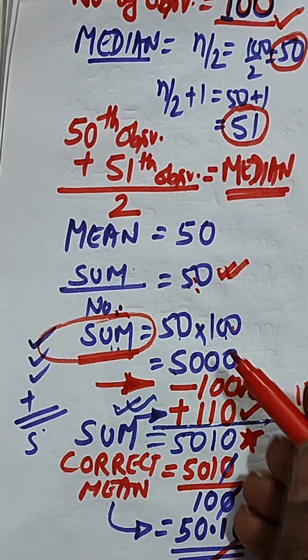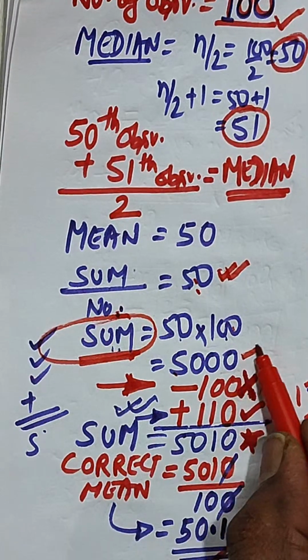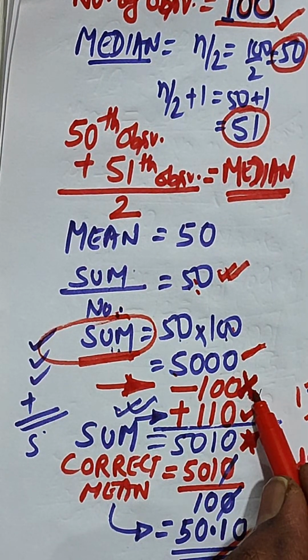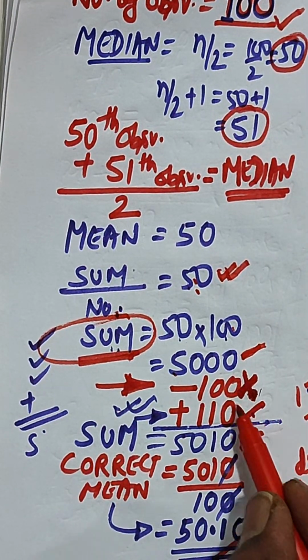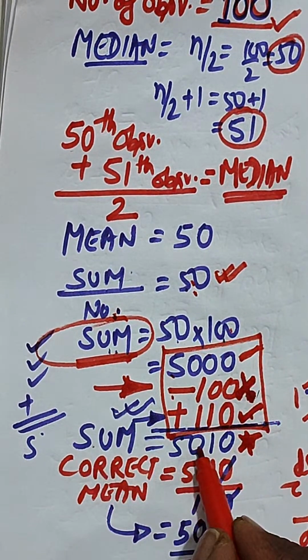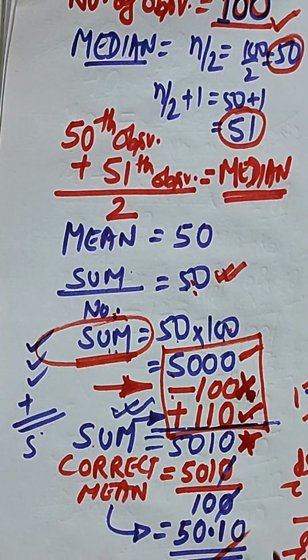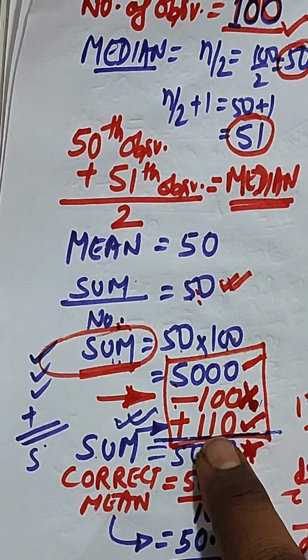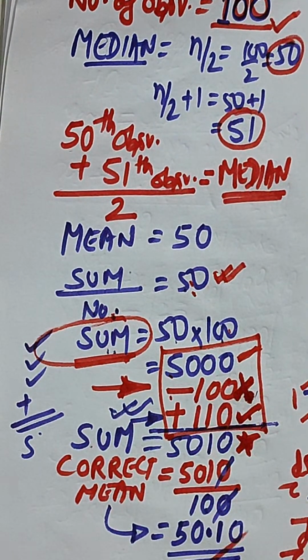So the total sum of the observations is 5000. From here you subtract the wrong data and add the correct one. Then finally what you get from this is the actual sum, that is 5010. That's why we subtracted 100 and added 110, right?